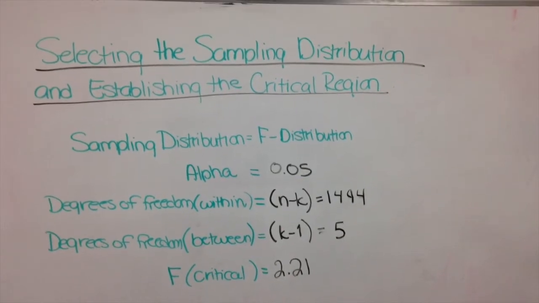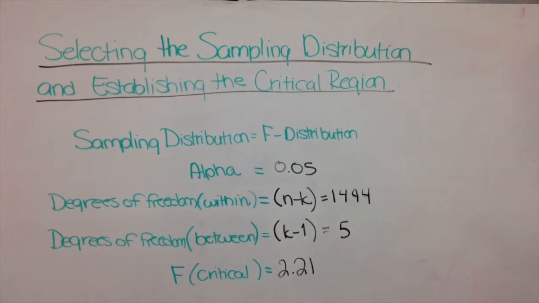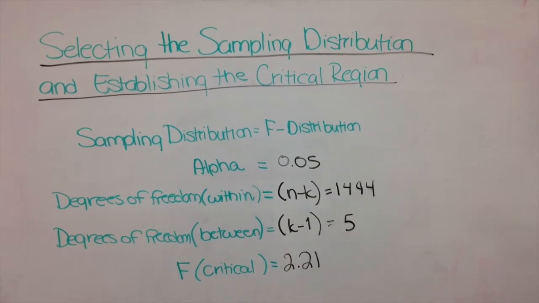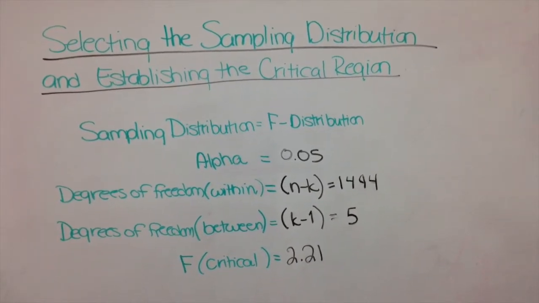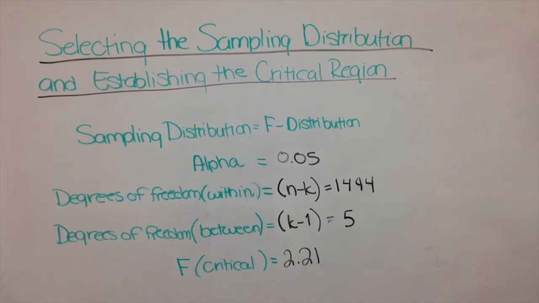We used SPSS to calculate our DFB and DFW. We used these degrees to find our F critical in Appendix D in the back of the textbook. We found our F critical to be 2.21.